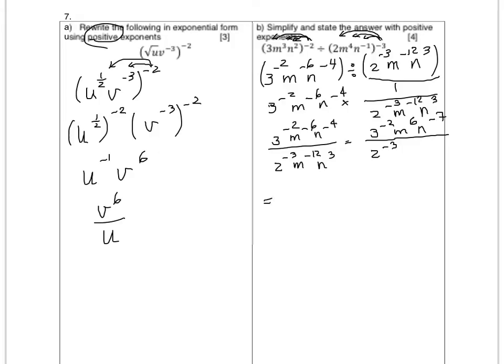Now, since we have to express everything as positive exponents, I have 3 exponent negative 2, so I will put it in the denominator to become 3 exponent 2. 2 exponent negative 3 is in the denominator. To make it positive, I'm going to put it in the numerator, so it becomes 2 exponent 3, m exponent 6, and n exponent negative 7, I'm going to write it in the denominator to make it positive. So this becomes 2 exponent 3 becomes 8, m exponent 6, divided by 3 exponent 2 is 9, n exponent 7.